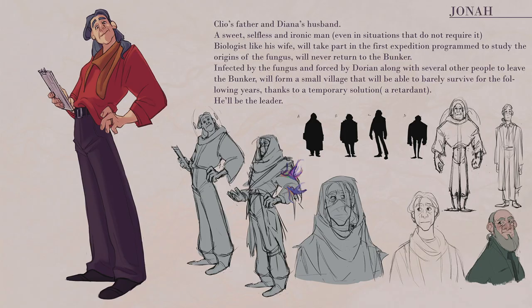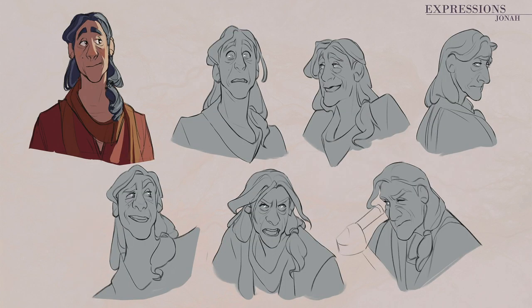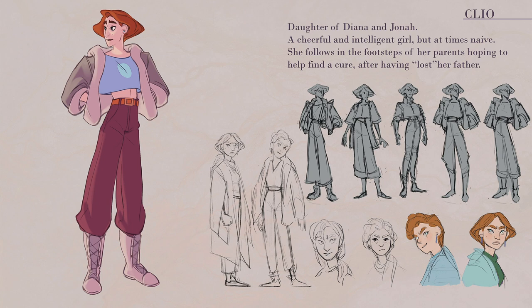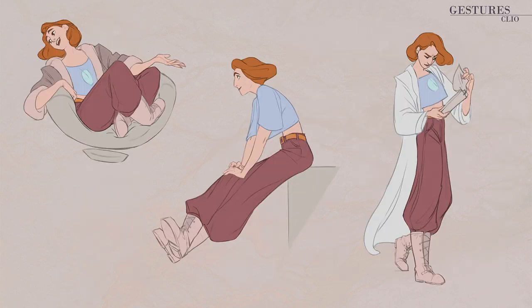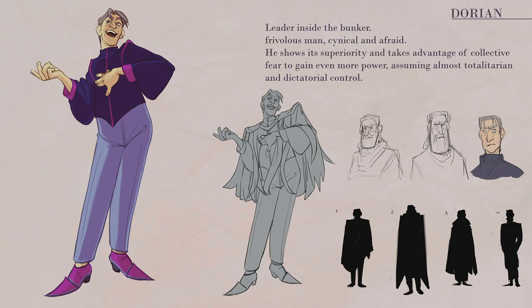Jonah, Diana's husband, is a sweet and selfless man. When he becomes infected by the fungus, he is forbidden from returning to the bunker and must learn to survive on the outside. Cleo, the daughter of Diana and Jonah, is a bright but naive girl who follows in the admirable but dangerous footsteps of her parents.